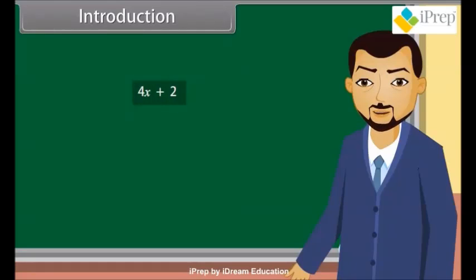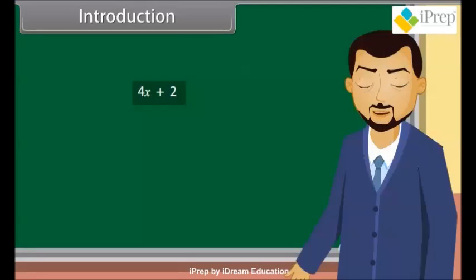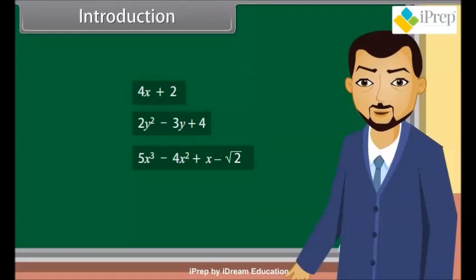Students, look at this polynomial. What can you say about this? This is a polynomial in the variable x of degree 1. You're right. Similarly, 2y square minus 3y plus 4 is a polynomial in the variable y of degree 2. And 5x cube minus 4x square plus x minus square root 2 is a polynomial in the variable x of degree 3.